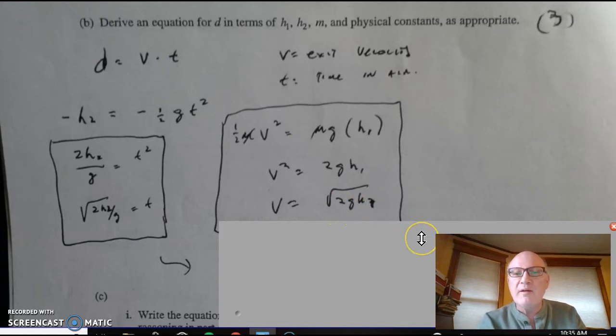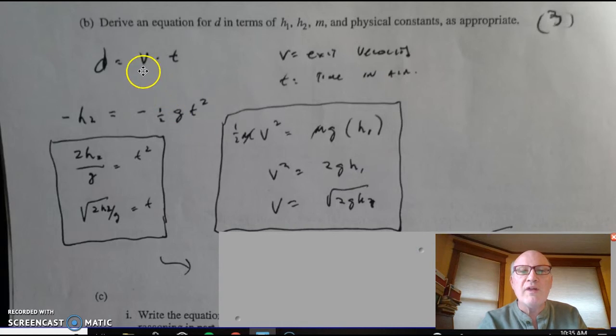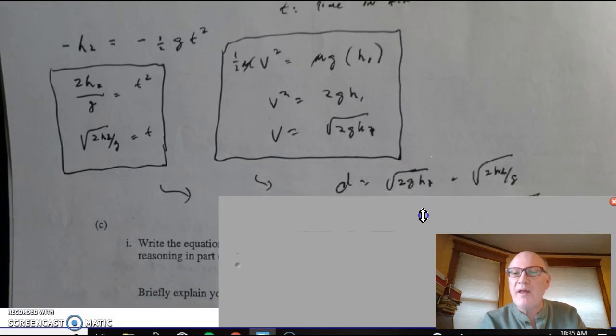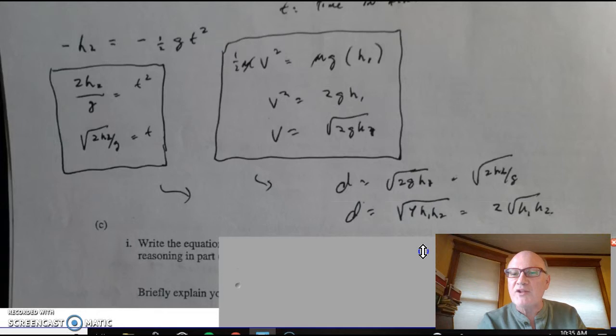So now I've got both v and t in terms of h1, h2, m, and the physical constant. So m turns out to not have an impact on this at all. Okay, I combine the two of those, and with a couple of algebraic steps, I get to the point where the acceleration due to gravity cancels, the two 2's multiply to be 4 underneath the radical sign, and so I wind up with d equaling twice the square root of h1 times h2, which is a pretty satisfying result.